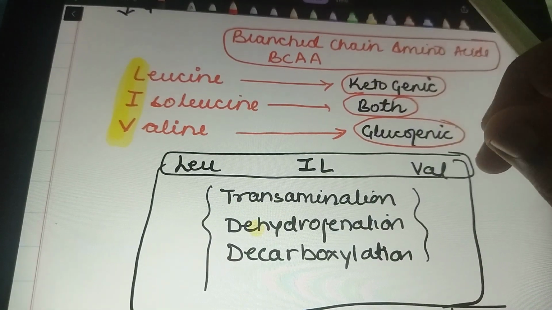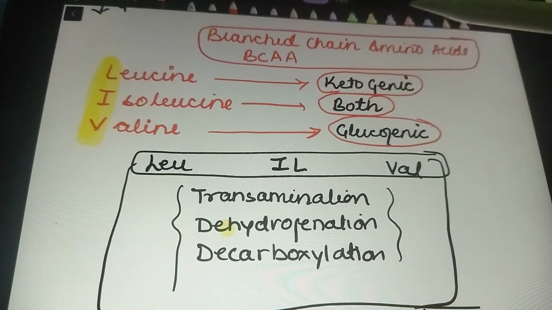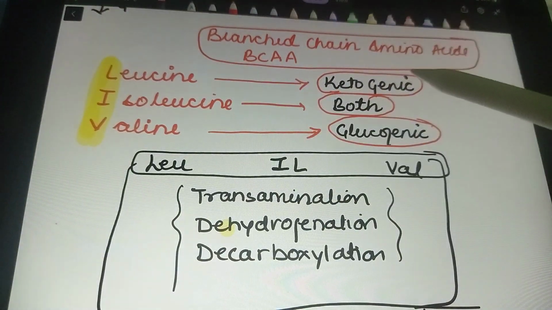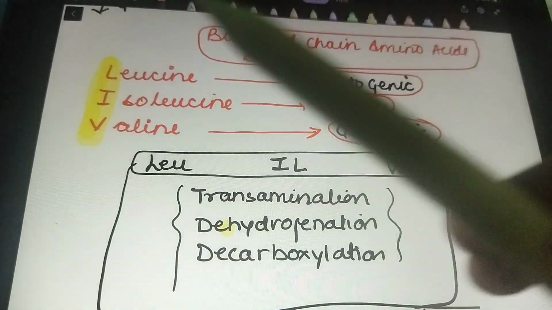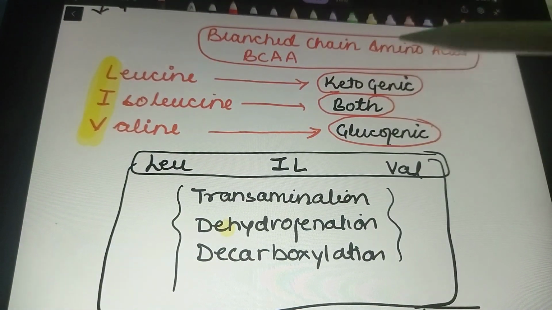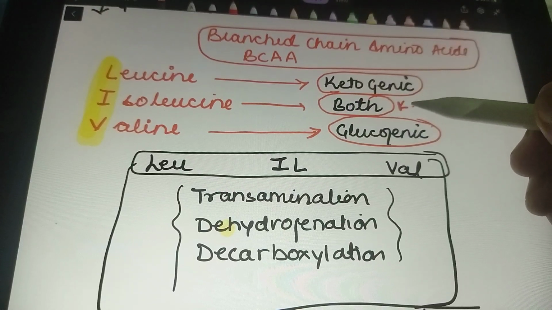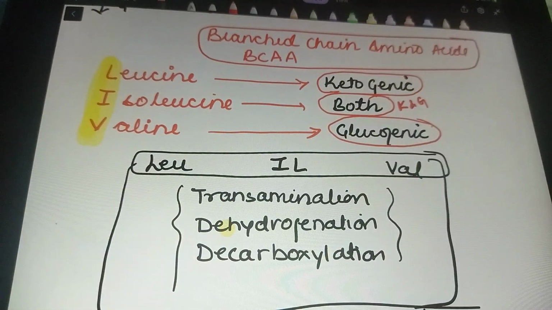Here we are talking about their nature. Leucine is a ketogenic amino acid, as we already told in the earlier section. Isoleucine is both ketogenic and glucogenic, and valine is just glucogenic.